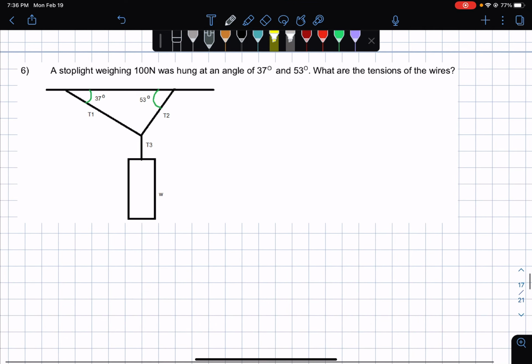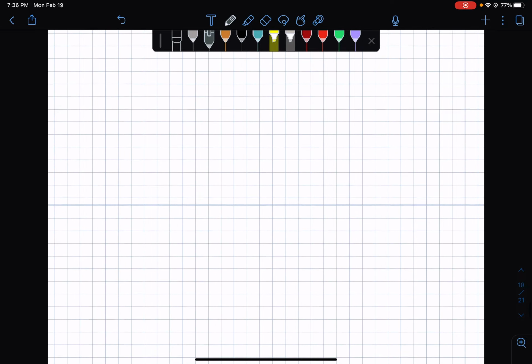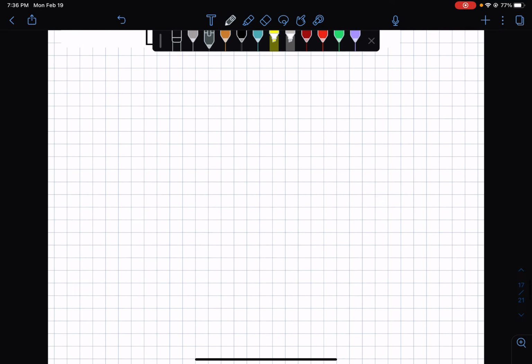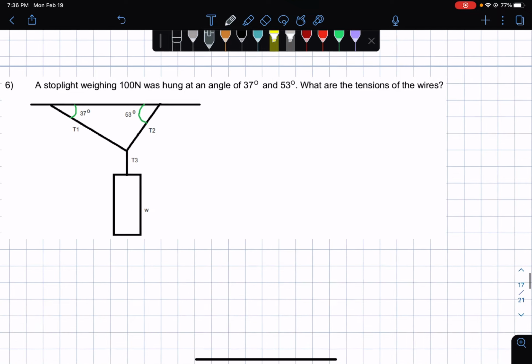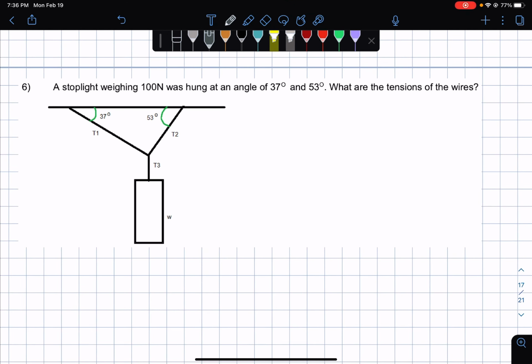A stoplight weighing 100 newtons was hung at an angle of... Okay, so this is our last question. Okay, this is definitely 90 degrees. Sorry, I just mentally calculated that. Those two values amount to 180. The sum of angles of a triangle is equal to 180.